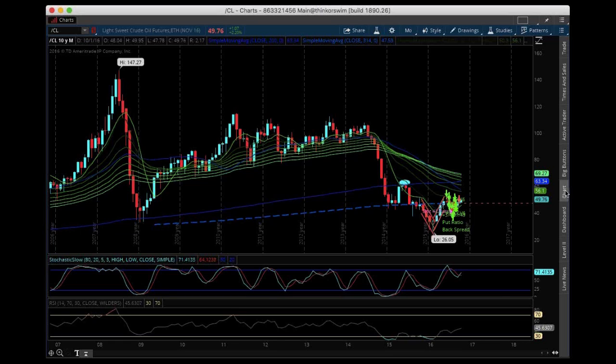Yes, sorry guys. The question was, what platform is this? Yeah, it's Thinkorswim. I have a few different ones we use, but I like this because they have a nice band structure.